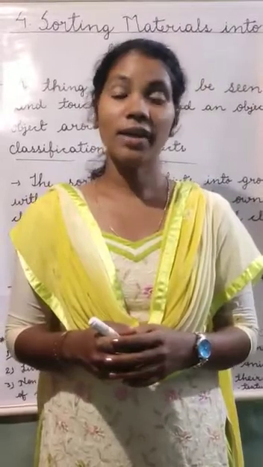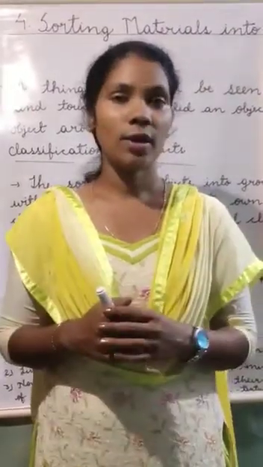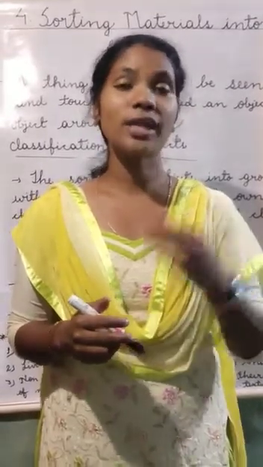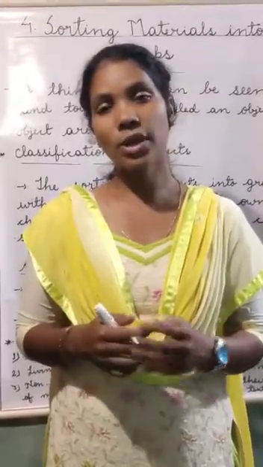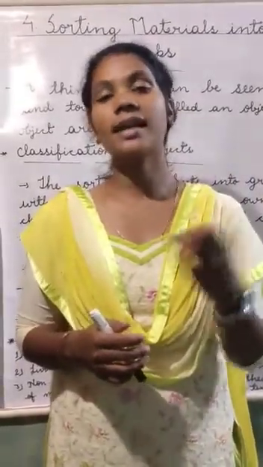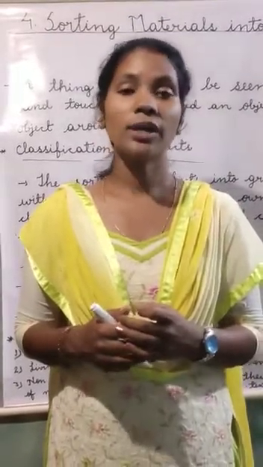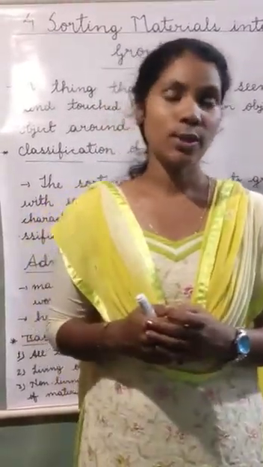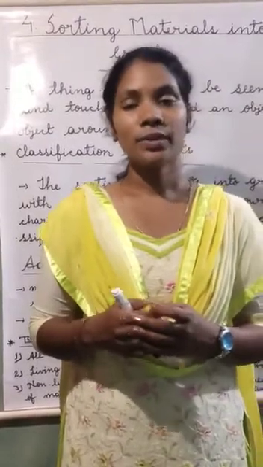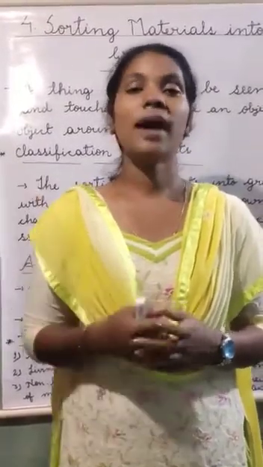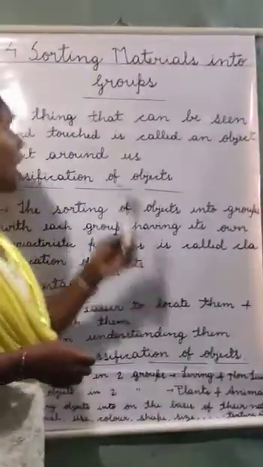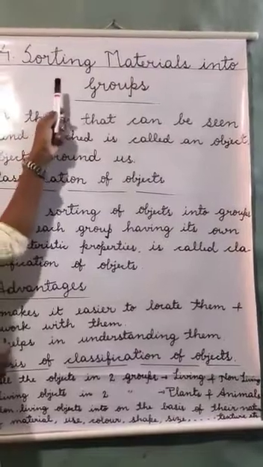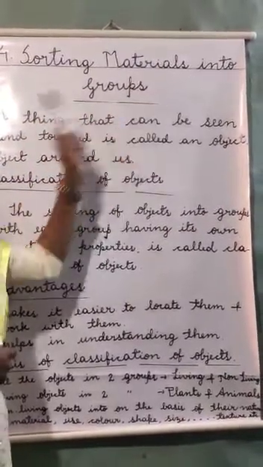So, there are various objects present in our surroundings. Some are naturally made and some are made by man. Some objects have different shapes, size, and color, and also some have different properties. So, in order to understand them, we need to classify them into groups. The name of our chapter is chapter 4, that is, sorting materials into groups.